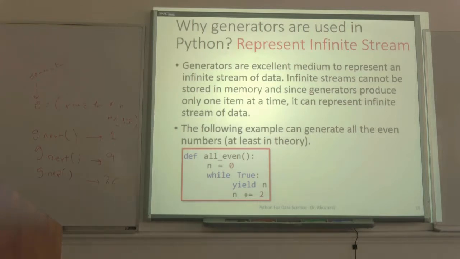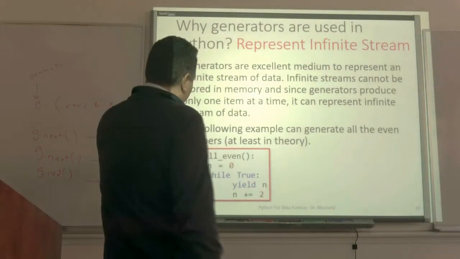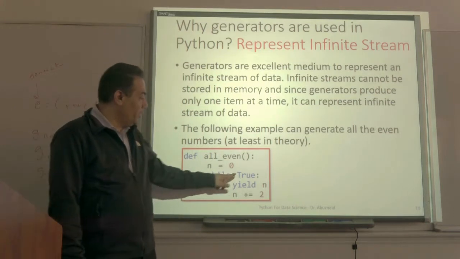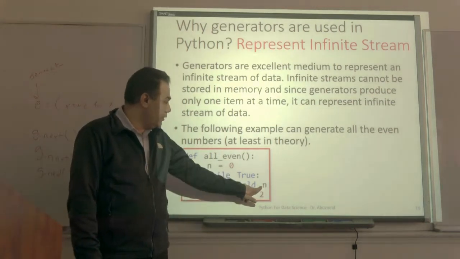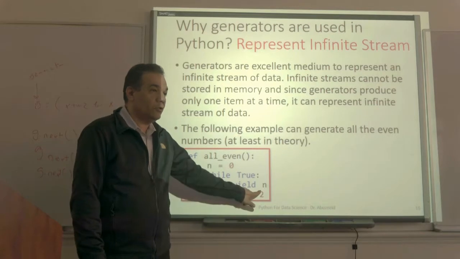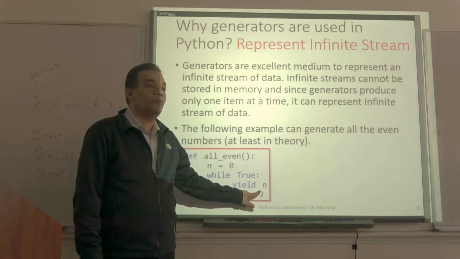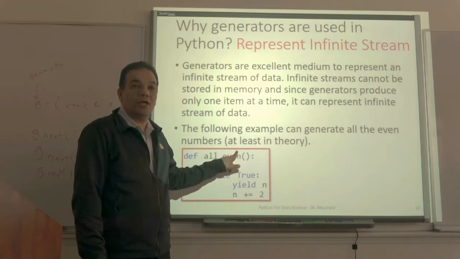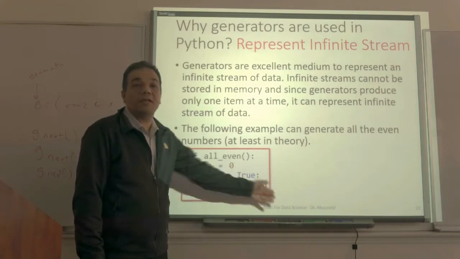Look at this simple code in here. All even: you start from 0, presuming 0 is even. While True, yield n, then what do you do? Add 2. The first time you do next, what will it print for you? 0. Second time, 2. Third time, 4. 6. Is there an end? There is no end.